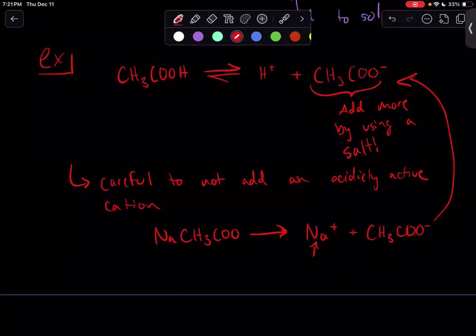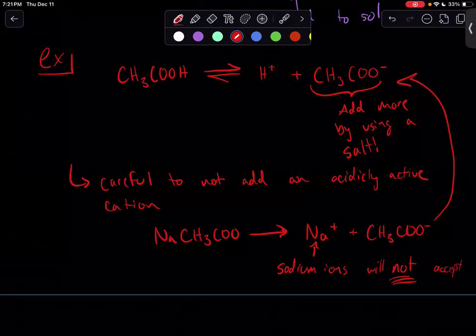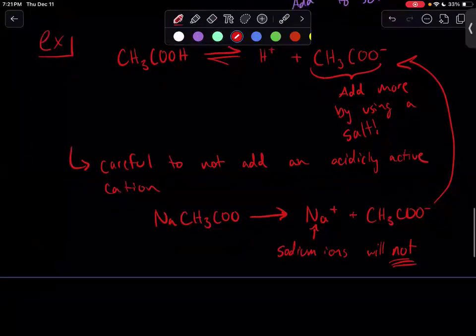However, we also know that sodium ions will not steal hydroxide. What we've referred to is that it will not hydrolyze.